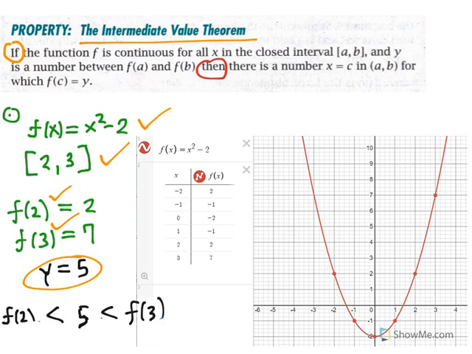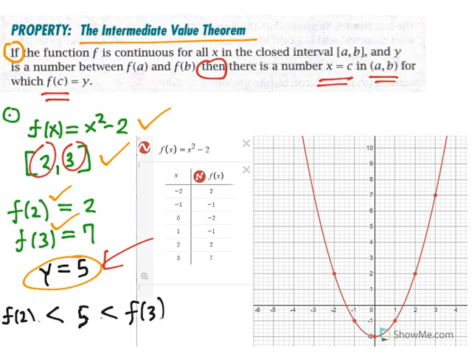It guarantees that there must be an input value between 2 and 3 at which the output value will be equal to 5. It doesn't really tell us how to find it, but of course we can find it by using, for example, Desmos or just doing algebra.